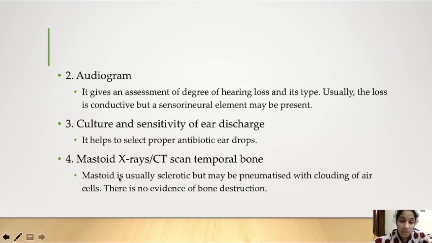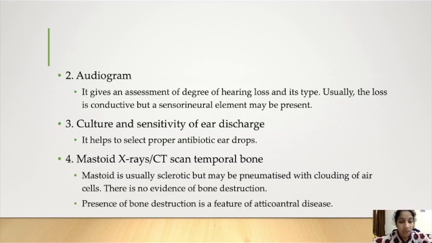And next comes mastoid X-rays or CT scan of temporal bone. It is to observe whether the mastoid is affected. Mastoid is usually sclerotic but may be pneumatized with clouding of air cells. So if the mastoid area is clouded, then we'll understand mastoiditis is there, and there is no evidence of bone destruction. Presence of bone destruction is a feature of atticoantral disease. So in the unsafe type, there will be bone destruction.